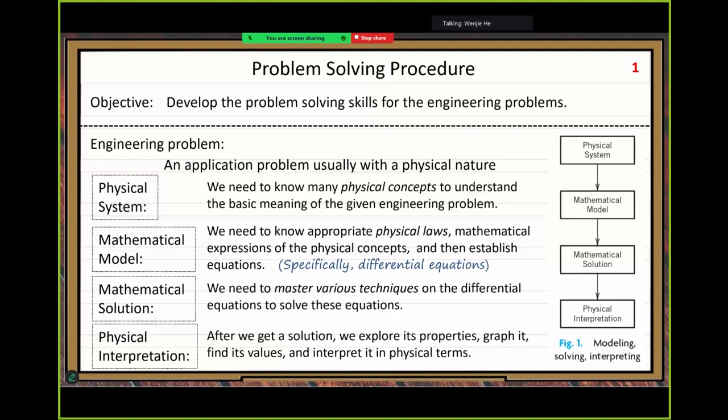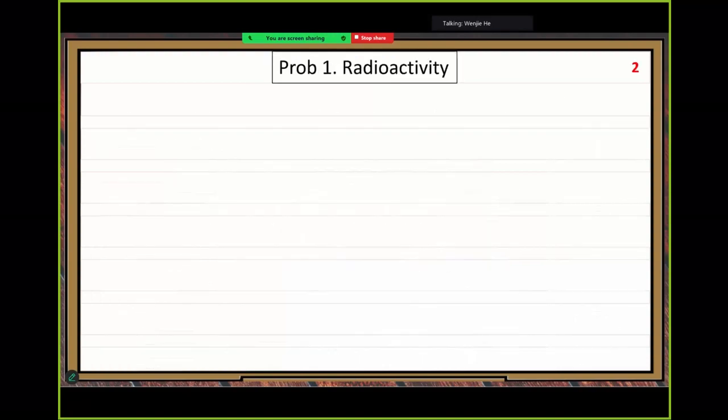All right. So next, we try to follow the standard procedure to solve our remaining word problems. The first one, problem 1, radioactivity. The background from radioactivity. First, let me describe the question.